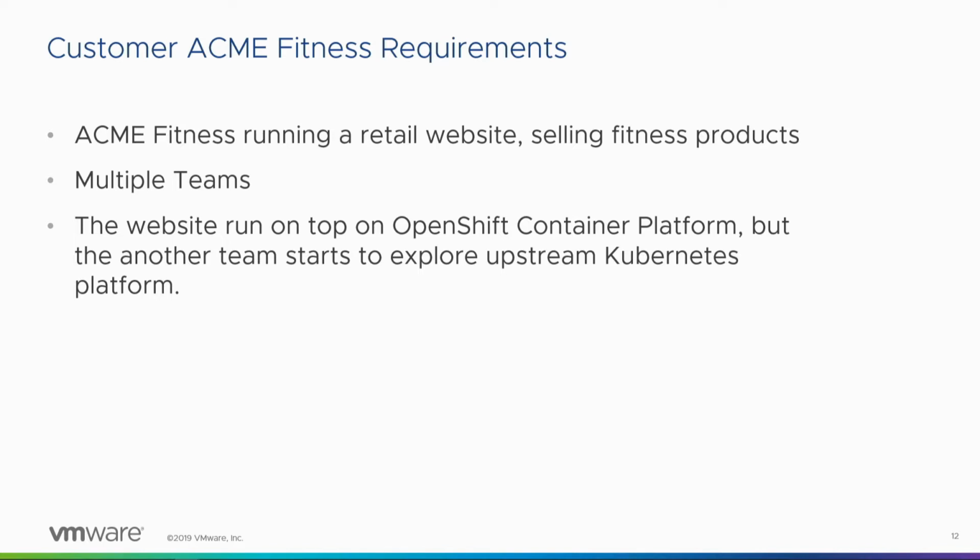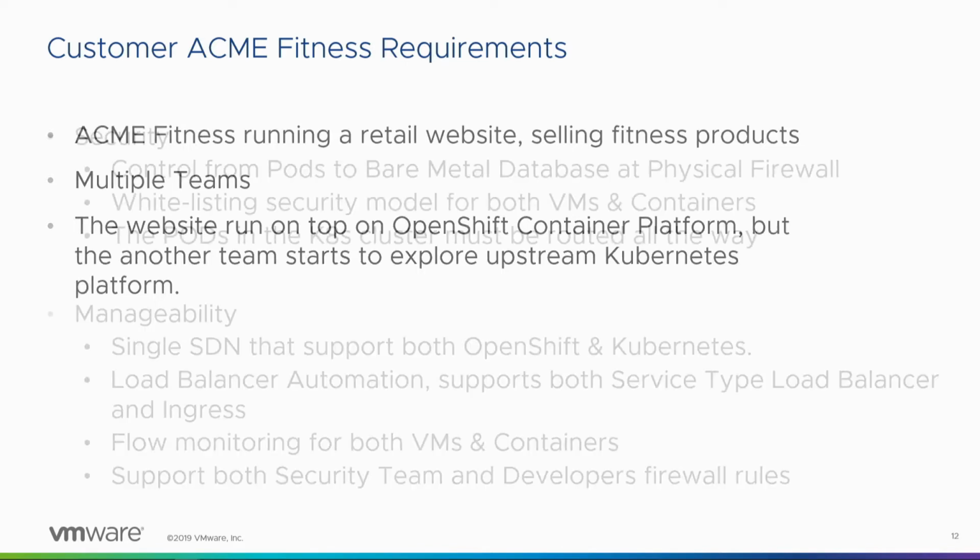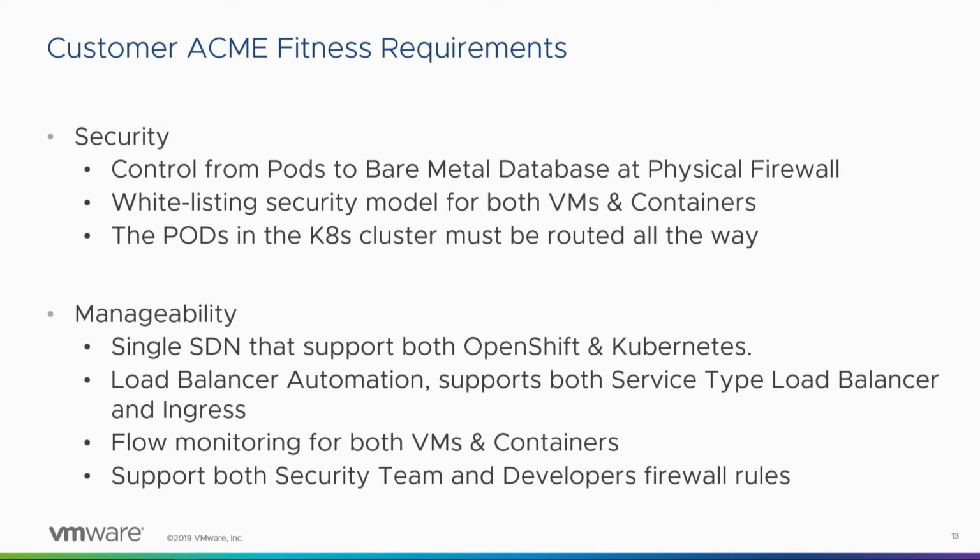So there are multiple teams supporting this website. We have multiple developer teams. We also have multiple operations teams, right? And currently, the website is running on OpenShift container platform, right, a production website. We also have other teams that are starting to explore upstream Kubernetes, right? So, and my VMware architect says the solution needs to support multiple container platforms. Okay, so what are some of the other requirements?